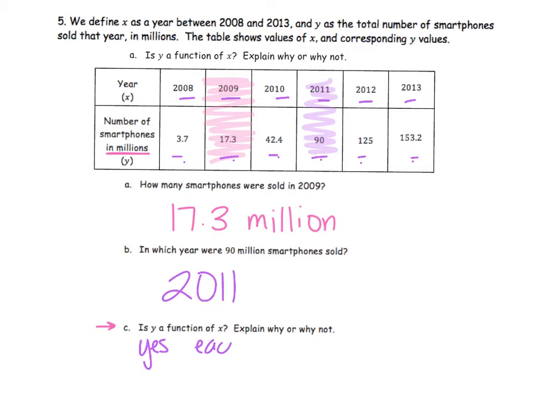Because each input has exactly one output. That's the definition of what is a function, and that's why this table would be a function.